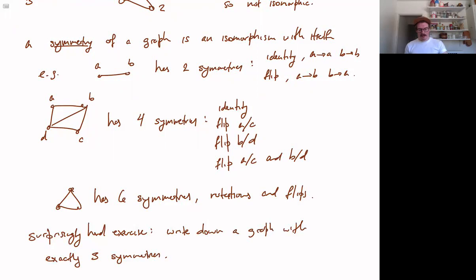So this is hard because, at least for me, when I try to write down a graph with 3 symmetries, it turns out that I have drawn a graph with 6 symmetries. So it's quite hard to find a way to break those extra symmetries and get it down to exactly 3. This is quite a fun thing to play with, and hopefully will give you some practice with thinking about isomorphisms and thinking about symmetries.